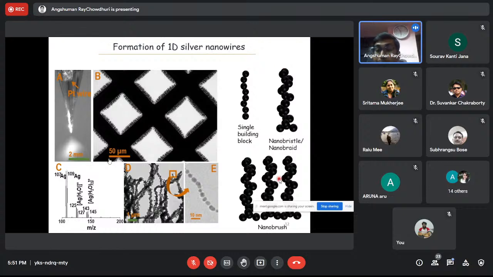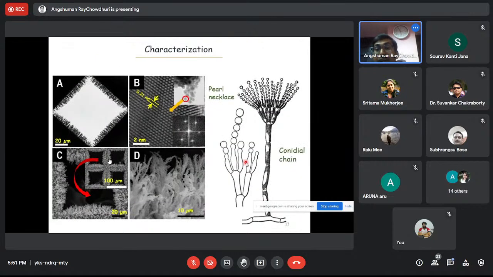When they have sprayed it for more time, the nano brush kind of structure forms, and they term these things a necklace. The pearl necklace kind of structure is observed, and a beautiful nano bush kind of structure is obtained. And these nano bushes have been applied for many applications that I will come to later.